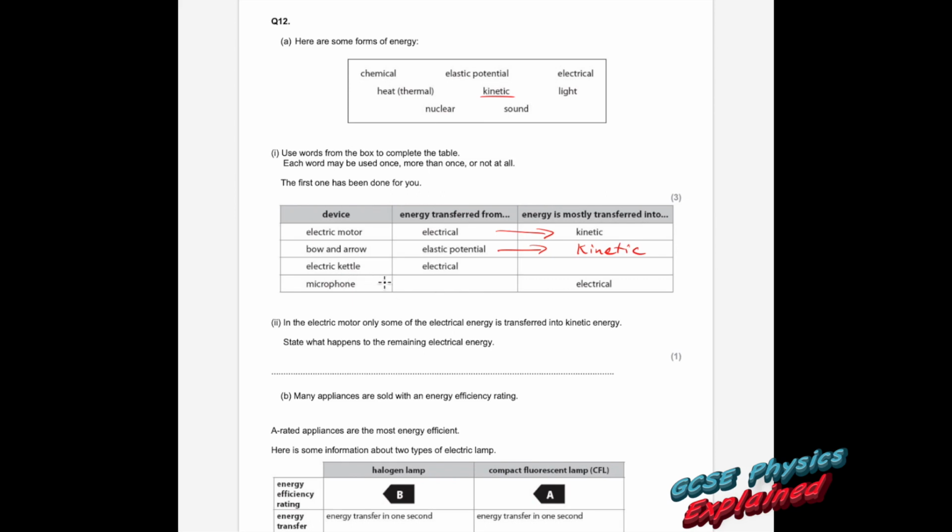An electric kettle, right, how do you power it? What energy goes in? Electrical. What do you want a kettle to do? You want it to get hot, so heat energy. There you are, heat, thermal.